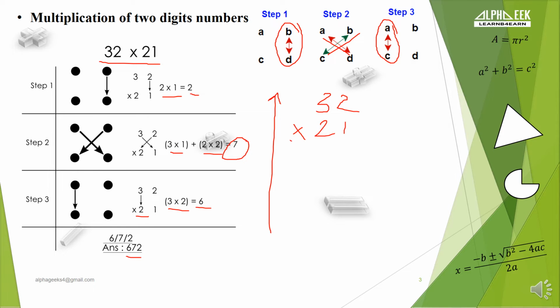See, so 2 ones are 2 and 3 ones are 3, and I will keep one x here, and now 2 twos are 4 and 3 twos are 6. Cool. Now we are getting our answer 6, 7, 2. Correct. Now let's try an example where we can get a carry.